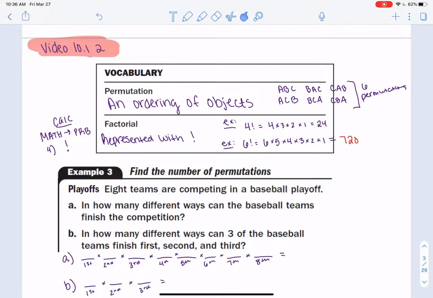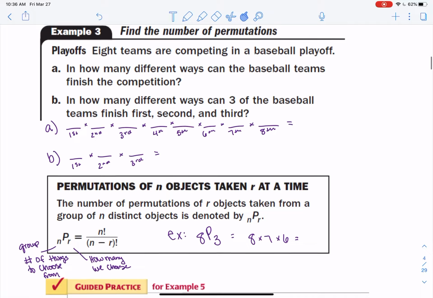All right, so let's look at some examples. The first one says 8 teams are competing in a baseball playoff. So that's important, we've got 8 teams. How many different ways can the baseball teams finish the competition? I already started part A. We want to know in how many ways can they finish between first place all the way to 8th place. For first place, we've got 8 teams to pick from. But now we've already picked somebody for first, so for second place we'd have 7 teams, and then 6 teams, and then 5 teams, and so on. That is the same thing as 8 factorial.